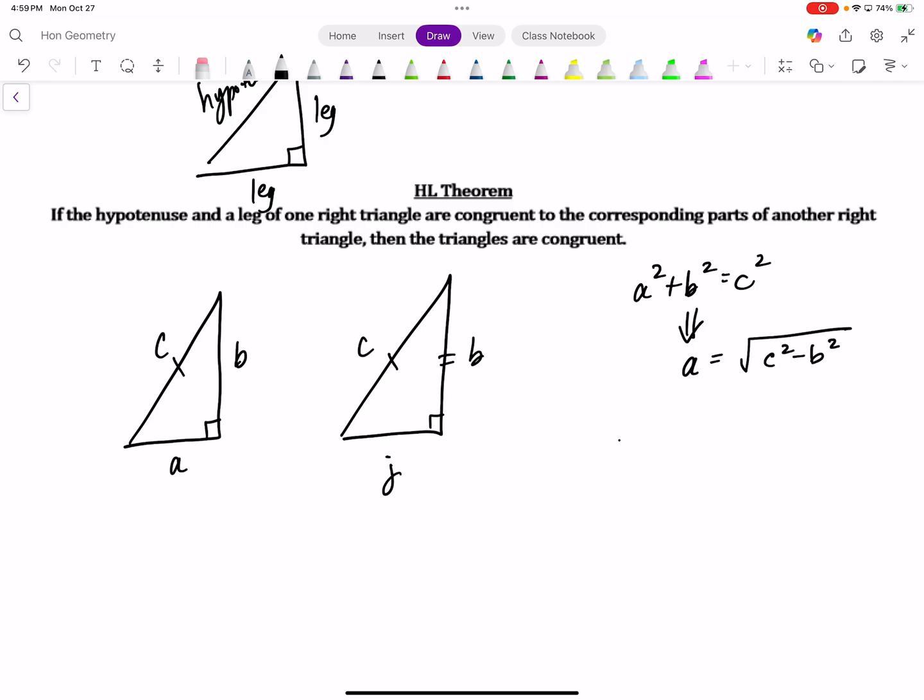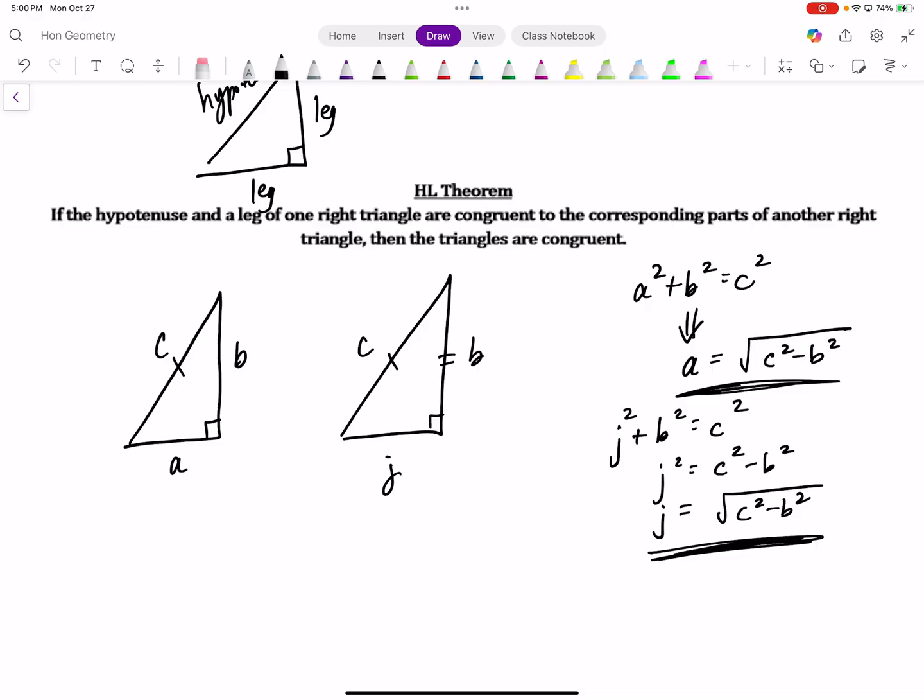Okay? If we did that same thing down here, we know that J squared plus B squared is C squared. So J squared is C squared minus B squared. I'm going to put it on here. So that's the principal square root of this. And so if A is the principal square root of C squared minus B squared, and J is also the principal square root of the quantity C squared minus B squared, then that means, therefore, A has to equal J. Oops, I forgot to put the 2 tick marks there. And now we've got side, side, side.